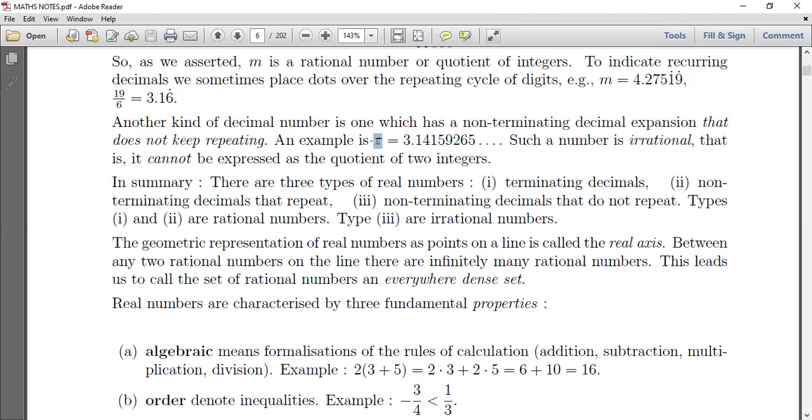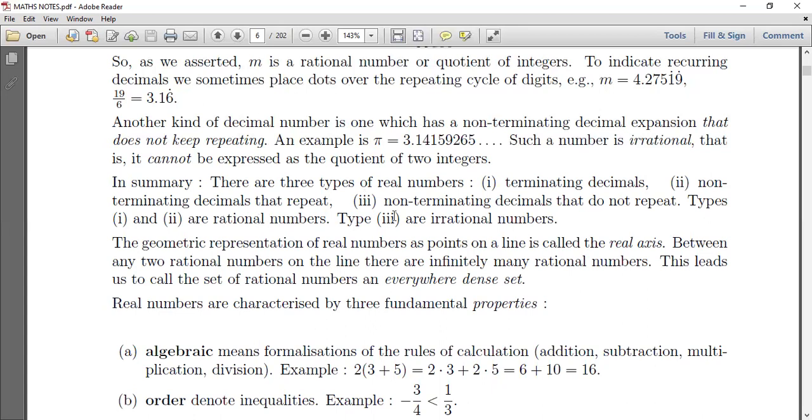But when we want to express pi in decimal form, we cannot do that. Then in summary, there are three types of real numbers: terminating decimals, non-terminating decimals that repeat, and non-terminating decimals that do not repeat. Types 1 and 2, the terminating decimals and the non-terminating decimals that repeat, are what we call rational numbers.